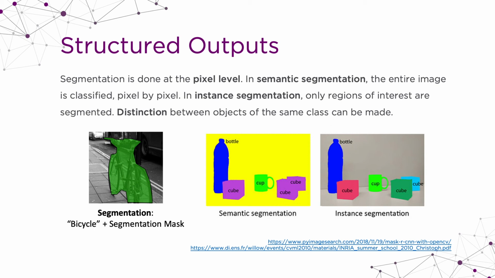In the case of instance segmentation, we see that we actually have this separation, and you can imagine how this could be useful if we're trying to identify multiple objects of the same category in the same image.